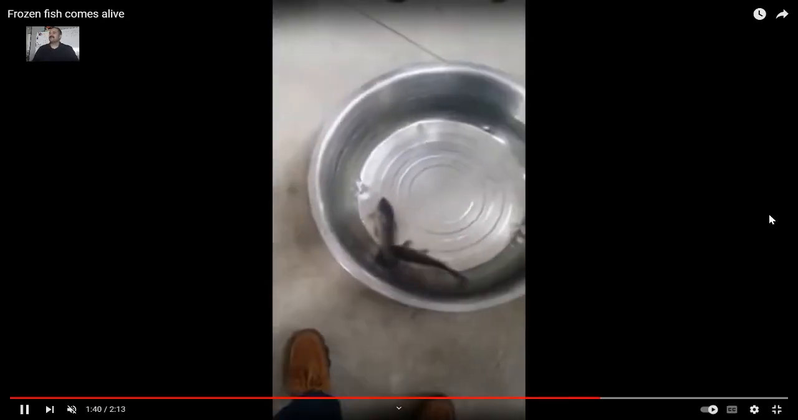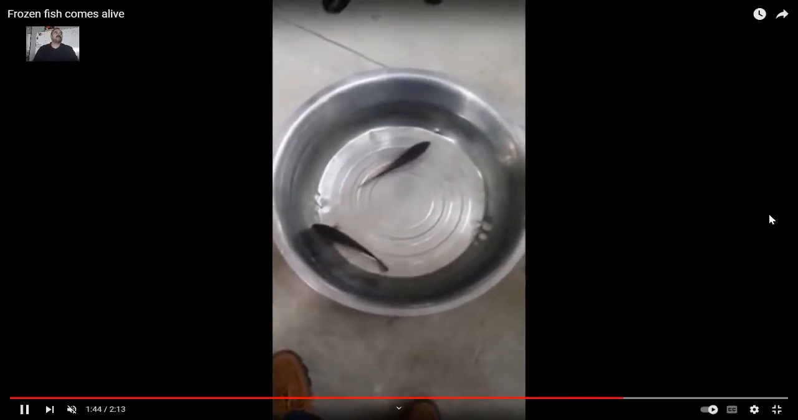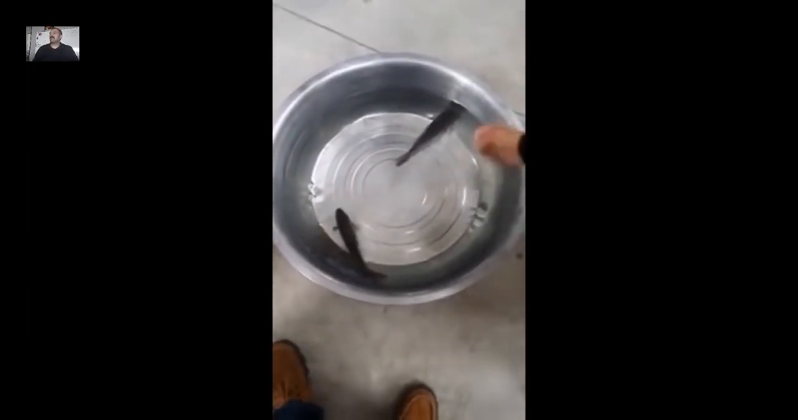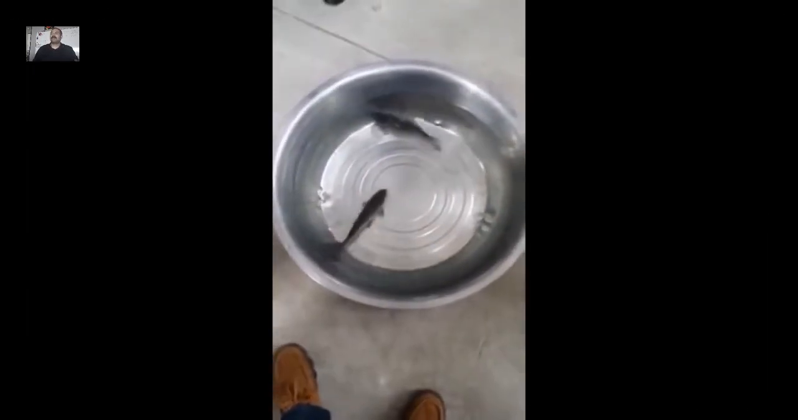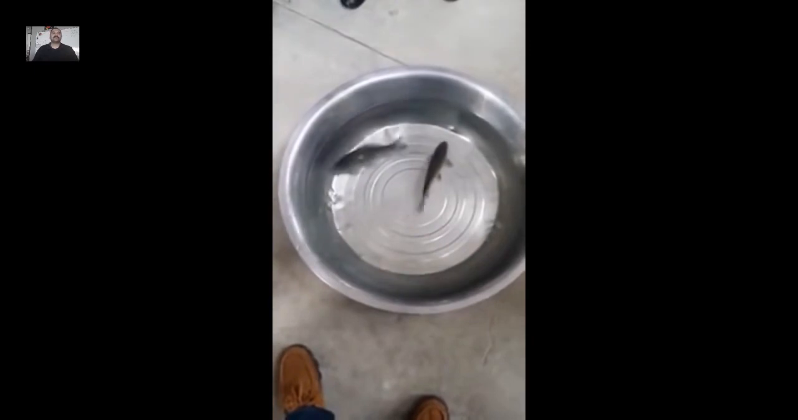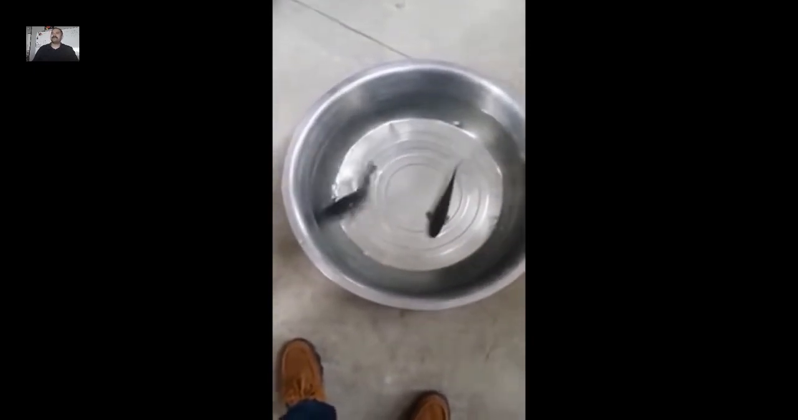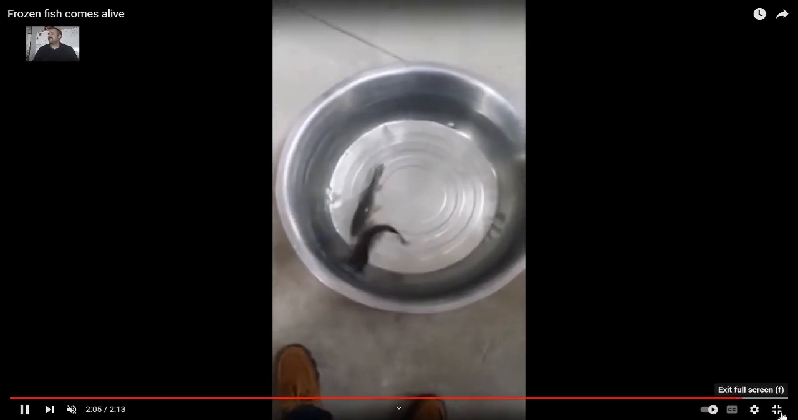Look at the face on this fish when it wakes up. It's gonna be like, Mom, who is this guy? Hold up, where am I, bro? But yeah, I just wanted to show y'all this because fish are resilient. Even if they freeze solid, they can come back to life. I don't know if they're still as smart as before they were frozen solid, but who knows?